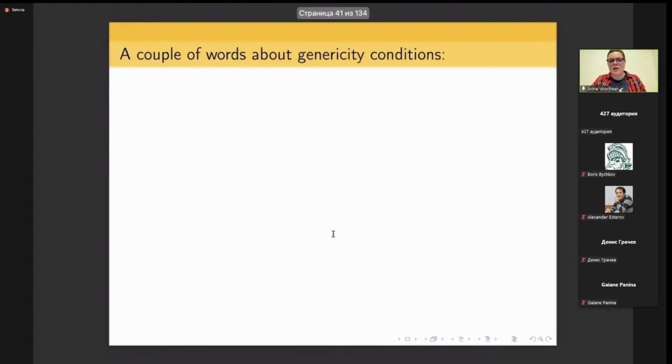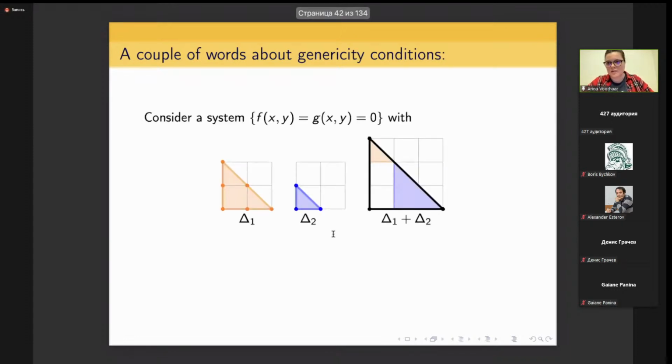So now I have to say a couple of words about genericity conditions, what I mean by generic. And in order to illustrate that, I want to provide the following pretty easy example. I consider a system of equations where the first polynomial is just a general polynomial of degree 2 in 2 variables, and the other polynomial is a general degree 1 polynomial in 2 variables. If I want to compute their number of roots using the Bernstein-Kushnirenko theorem, I get 2.